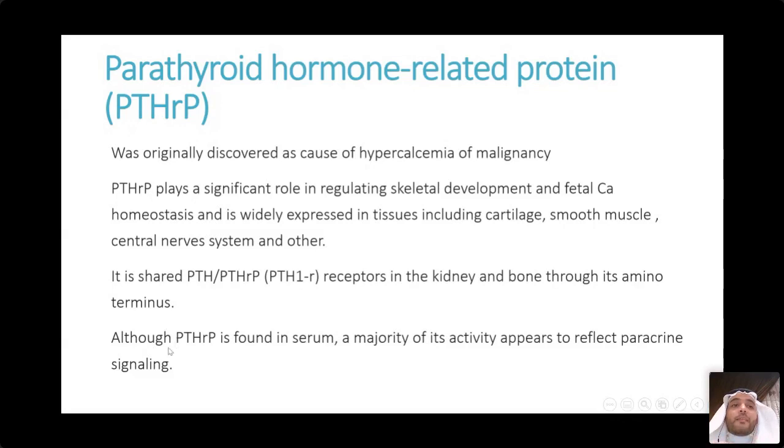For me, I think the main difference is that although parathyroid hormone-related protein is found in the serum, the majority of its activity appears to reflect a paracrine signal. So parathyroid hormone-related protein is paracrine and works locally, except in malignancy, when it becomes high and works like parathyroid hormone.